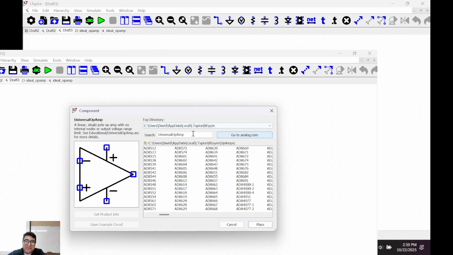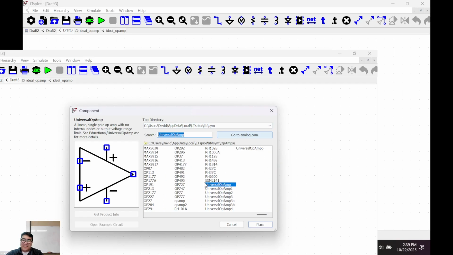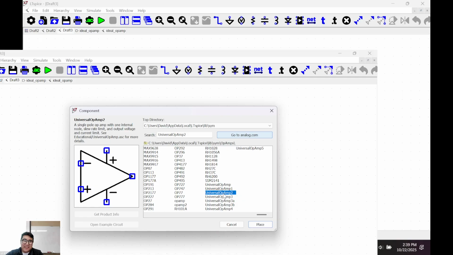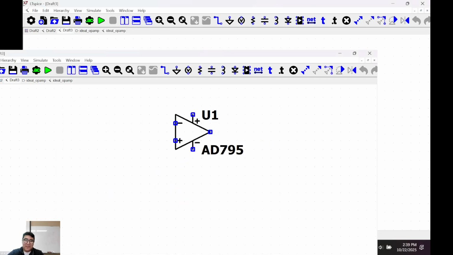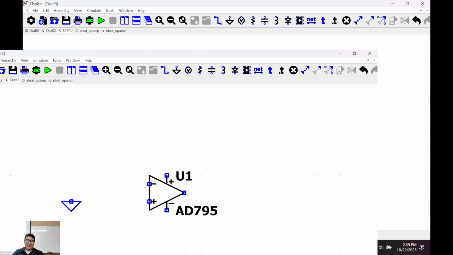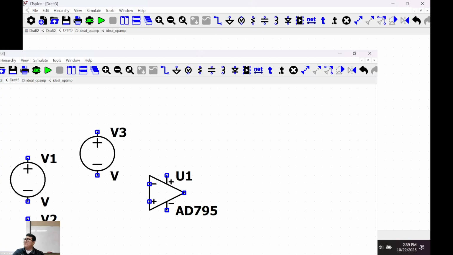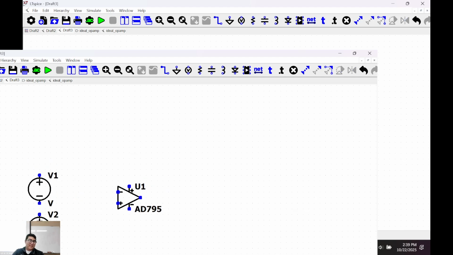But anyways, this is the one I like using. But actually, let's just do 795, correct? Then what's the next thing you do? Two voltage supplies, right? Boom. Boom. Correct? And ground.